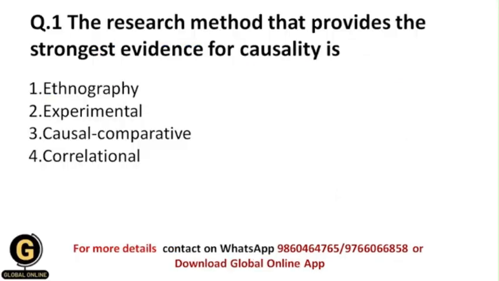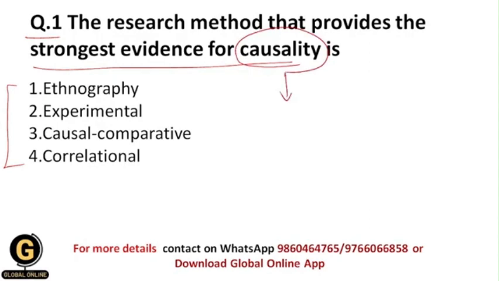Okay. First question: the research method that provides the strongest evidence for causality is. Among these options, which research method provides the strongest evidence for causality? Causality means the cause and effect relationship between the variables. Whether it is ethnography, experimental, causal comparative, or correlational.